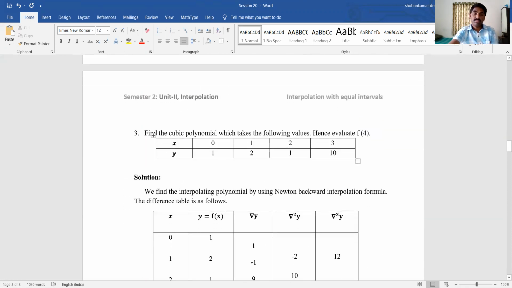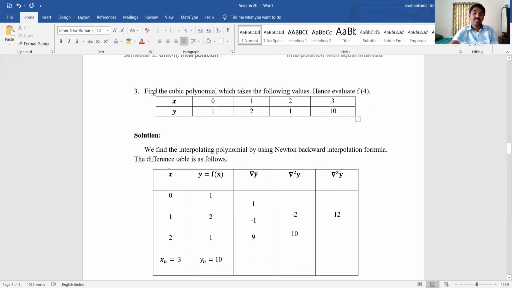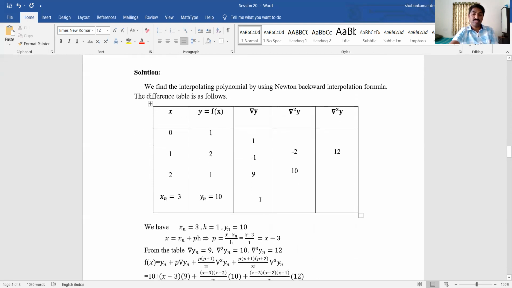And another one, find the cubic polynomial which takes the following values and hence evaluate f of 4. Here f4 lies outside the interval, but it is very close to 3, end of the interval. Here we find the interpolating polynomial by Newton's backward interpolation formula. First, construct backward difference table.